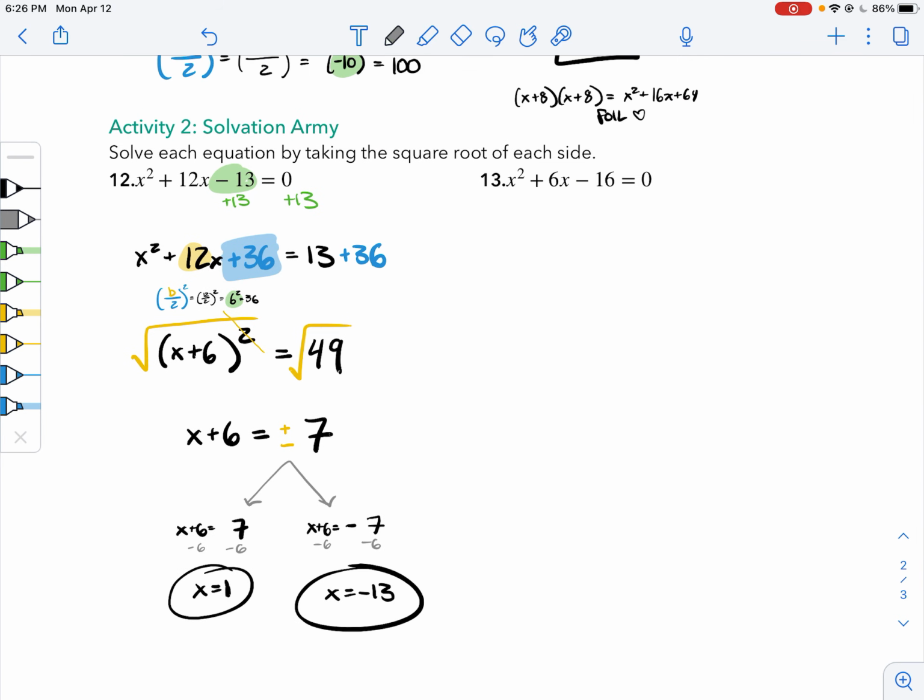And then, of course, plug them back into your original equation. See if that does, in fact, make it 0. It will. Yay. Cool, huh?